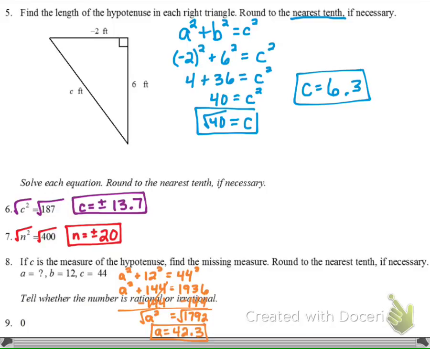42.3. Now, how come I didn't do the plus or minus here? Well, that's because this is a distance. Okay, so I can just take the positive one here because this is talking about a distance, how long something is. Okay, so I can just take the positive answer here. I don't have to take both. If it's just an equation and you don't have any context, you have to take both. If you're just talking about a distance, you can just use the positive. And I rounded to the nearest tenth because it told me to do so.